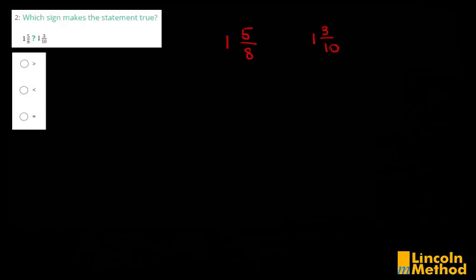We've covered how to compare fractions in an earlier topic of the same assessment. So let's reinforce that first. Now in this specific example, since the mixed number for both of these fractions is the same, we have 1 in both of them, we can only compare these fractions that are given to us, 5 over 8 and 3 over 10.